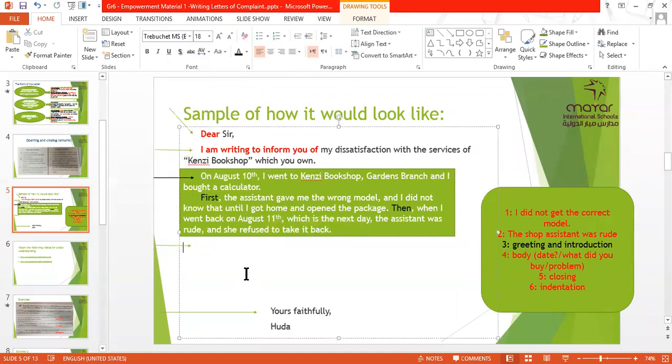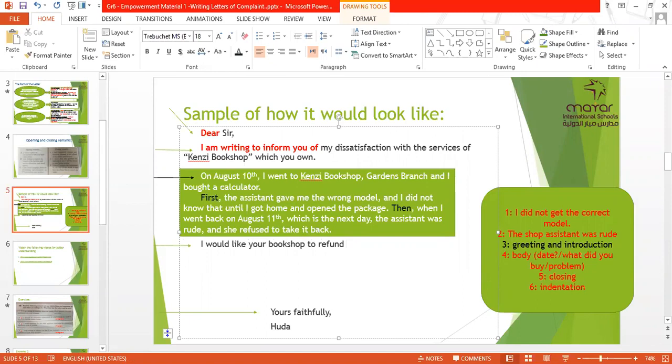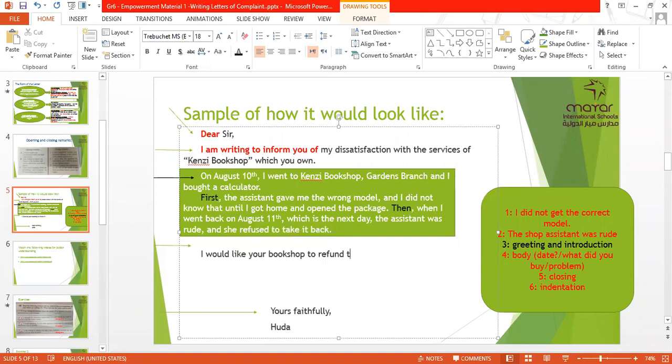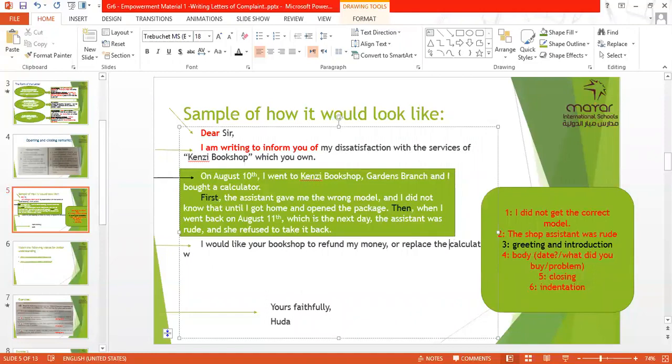So what would make me happy? I can go ahead and say, let's say, for example, I would like your bookshop to refund my money, or replace the calculator with the model I said in the first place.